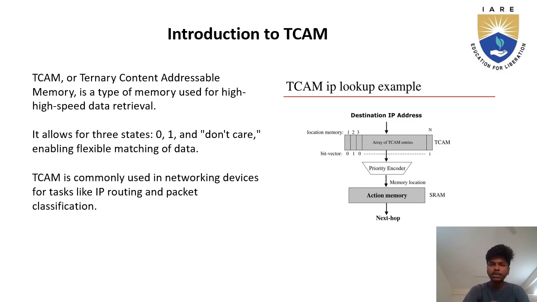TCAM IP lookup example. Here we can see the destination IP address, memory location 123 and bit vector, and also the memory location priority encoder, and at last the action memory and next hop.